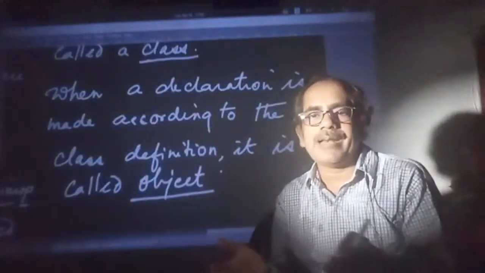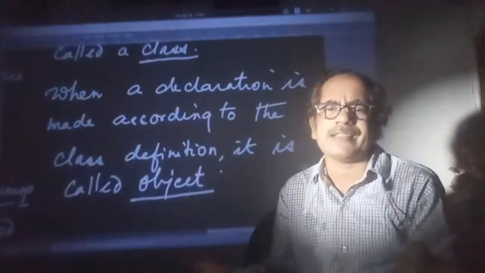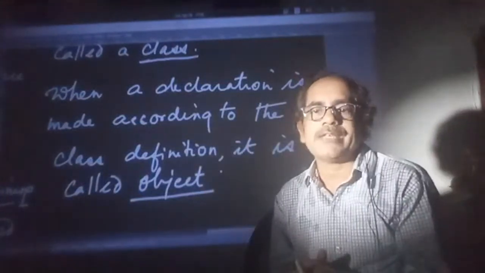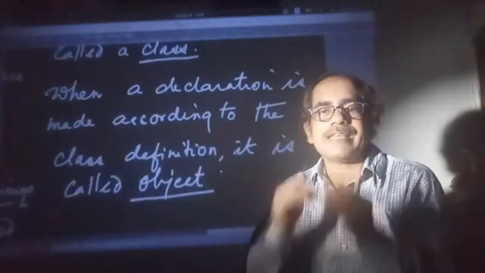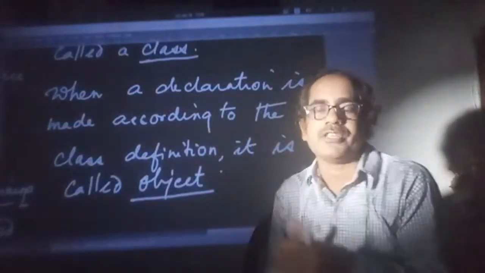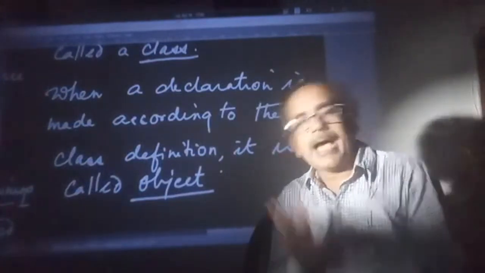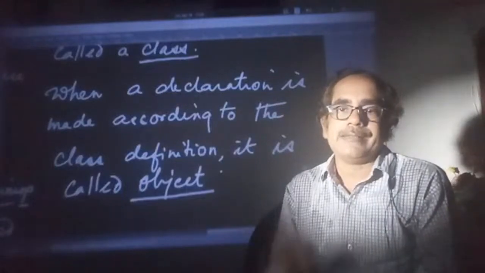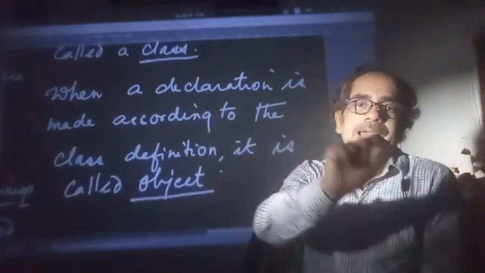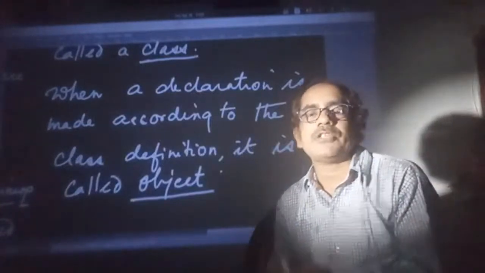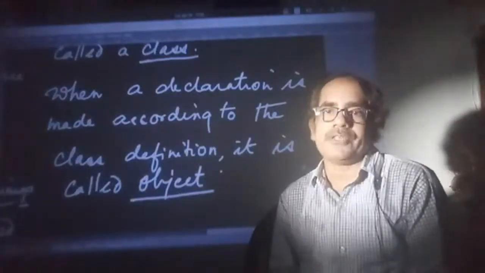In Java programming language, without class, nothing is there. You have to define a class for writing a computer program. So class is the definition of a task. And when you go for using, you have to declare something according to the class defined. So this declaration is called an object.